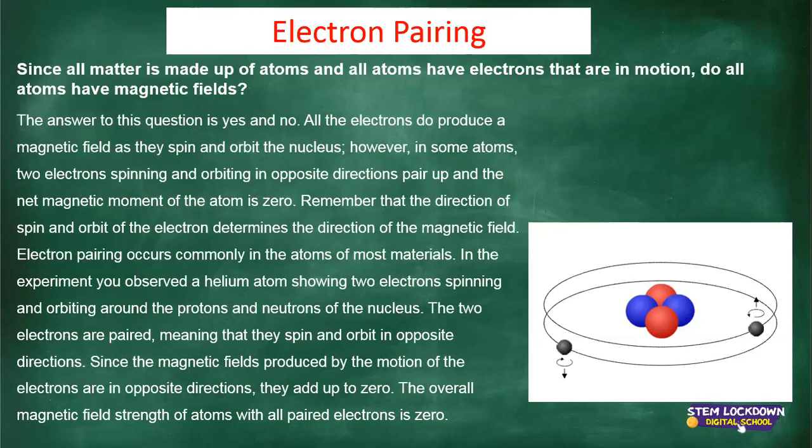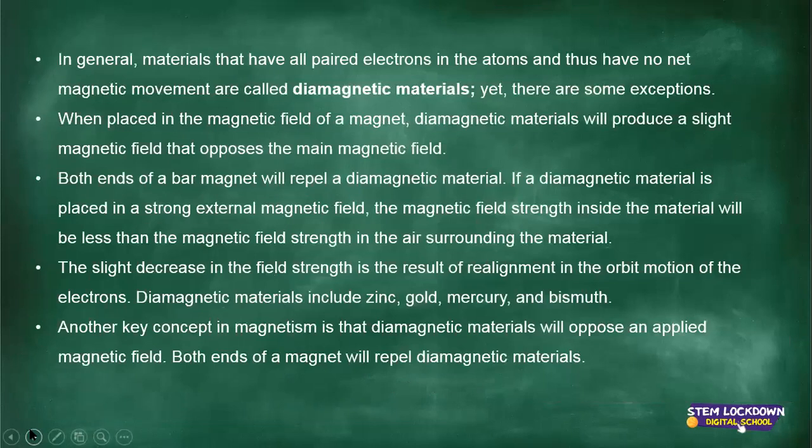Since the magnetic fields produced by the motion of the electrons are in opposite directions, they add up to 0. If they add up to 0, it means that this atom doesn't have magnetism. The overall magnetic strength of an atom with all paired electrons is 0. When it is 0, it is called a diamagnet.